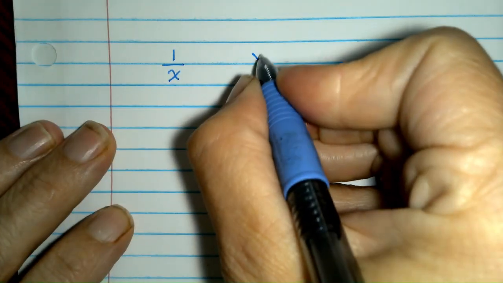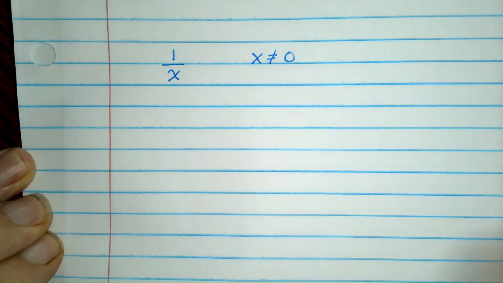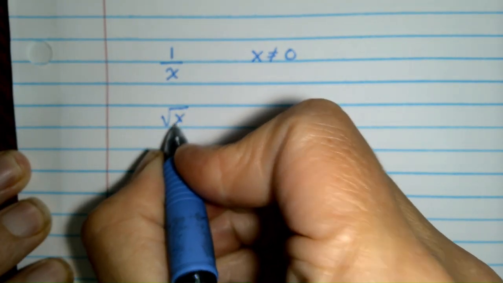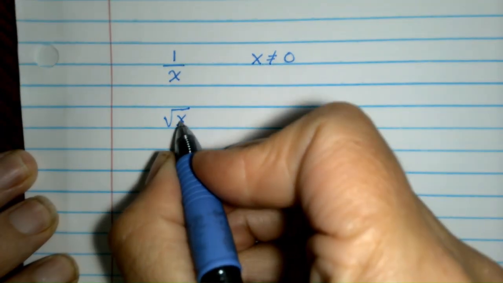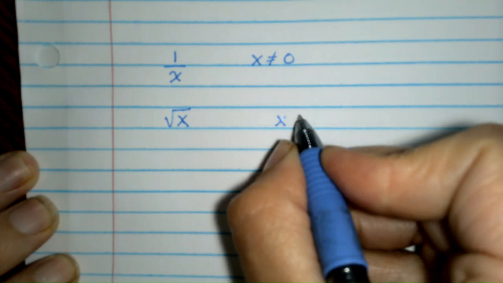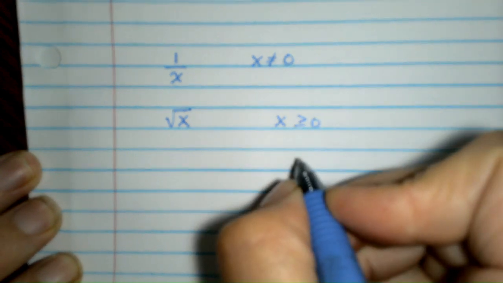One over x. Okay, so assume everything works except the denominator cannot be 0. We know, in this case, x cannot be 0. Square root of x. Well, this is not rational because it's not a fraction, but we can still do the domain: x is greater than or equal to 0.